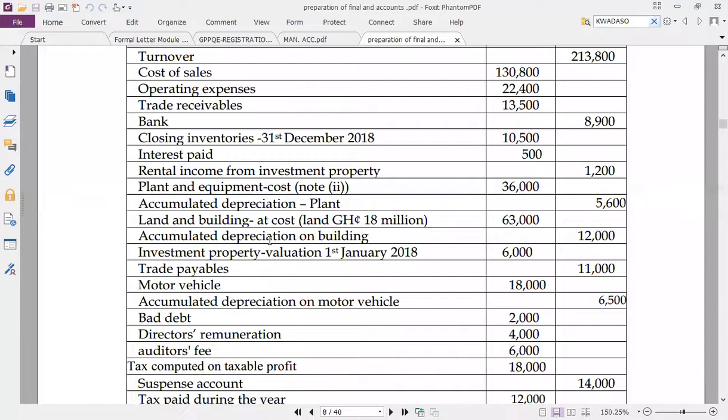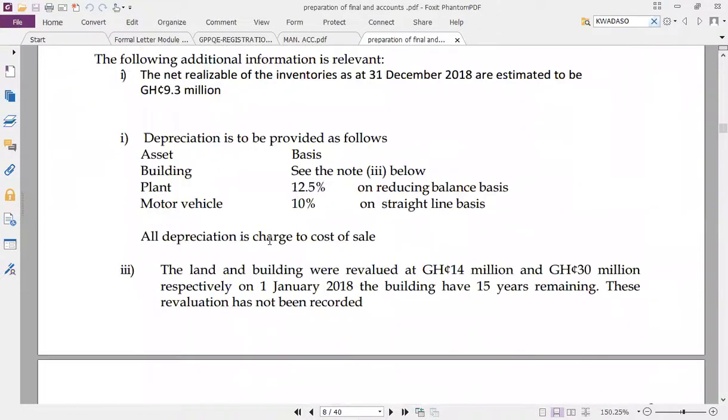Now, if you go to the footnotes, it says depreciation is to be provided as follows. Building. See the note below. So let's go to note 3. Land and building were revalued at 14 million and 30 million respectively on January 1st, 2018. And the building has 15 years remaining. This revaluation has not been recorded.